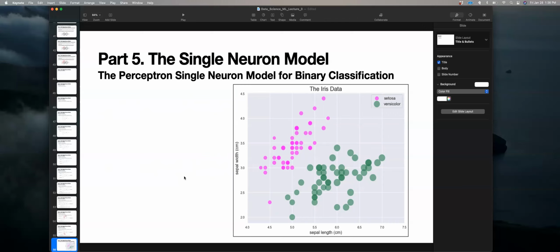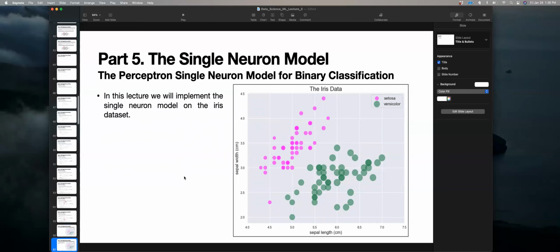Now, anytime that I implement an algorithm on the iris data set, I have provided all of you with this Palmer penguins data set. It's a very similar data set, and I encourage you to adapt what I do in class on the iris data set on your own with the Palmer penguins data set. So hopefully this weekend you'll write a perceptron algorithm or a single neuron model on the penguins.